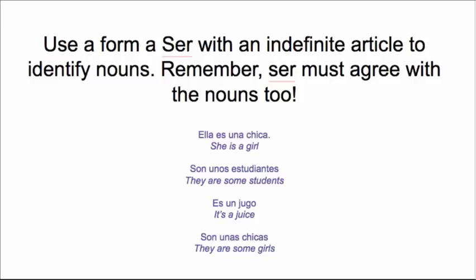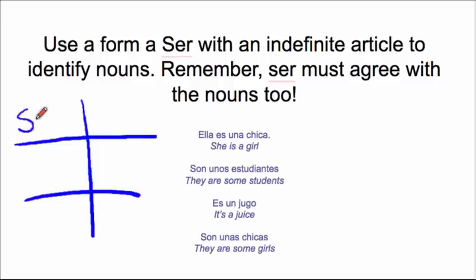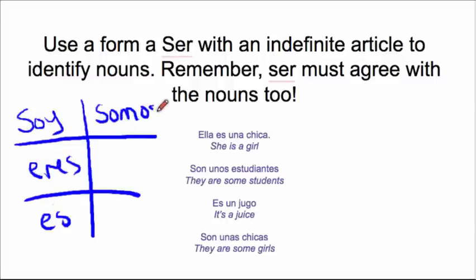Alright, well you can use a form of ser with an indefinite article to identify nouns. So ser must agree with the nouns too. That's just a kind of fancy way of saying ser is still important here. Remember? Soy, eres, es, somos, sois, son. Ella es una chica. She is a girl. Son unos estudiantes. They are some students. Es un jugo. It's a juice. And son unas chicas. They are some girls. So these are some examples of how we can use ser to identify nouns.